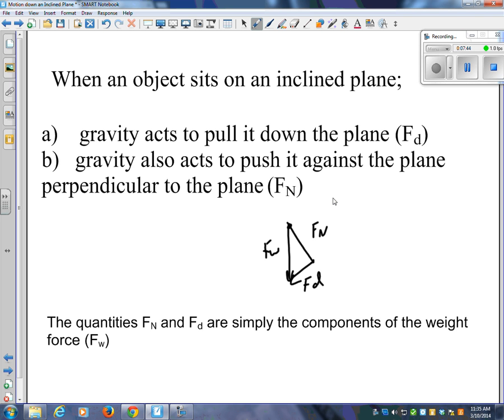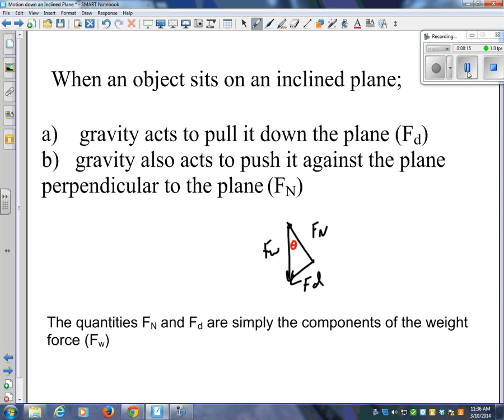When an object sits on an inclined plane, gravity acts to pull it down the plane, that's the FD, and gravity also acts to push it against the plane perpendicular to the plane. And the greater that angle, what happens to the values of FD and Fn? As I increase the angle, what happens to the value of FD? It gets longer, and what happens to Fn? It gets smaller, right? And Fn is the value that sort of determines how much friction there is. And I think you would get that as the ramp gets steeper and steeper, there would be less and less friction, right?